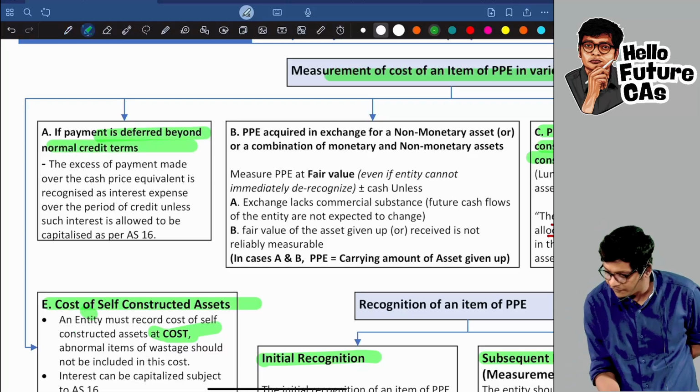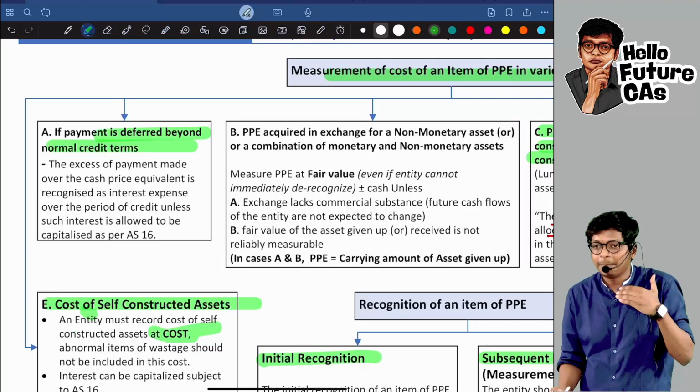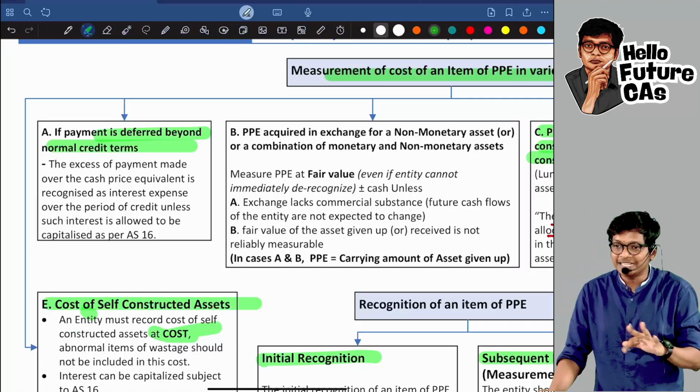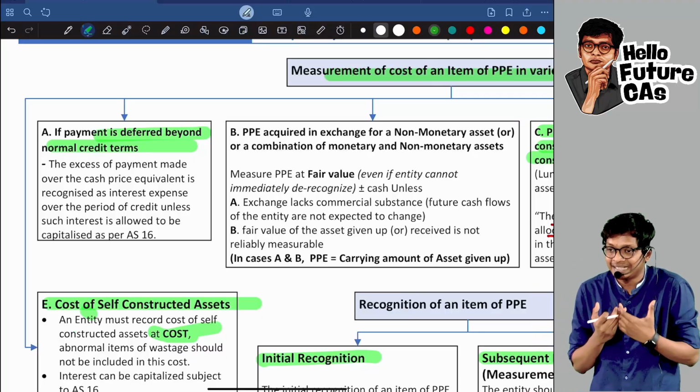If payment is deferred beyond normal credit terms. What do you mean by normal credit terms? Party has to pay within 3 months. He is paying after 6 months. So how much delay? 3 months delay. Can I capitalize this delay?